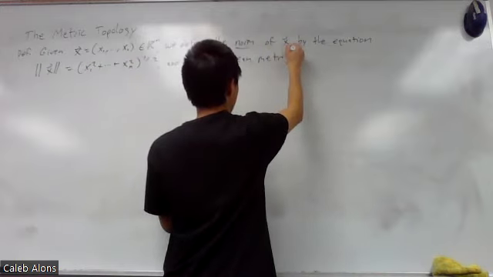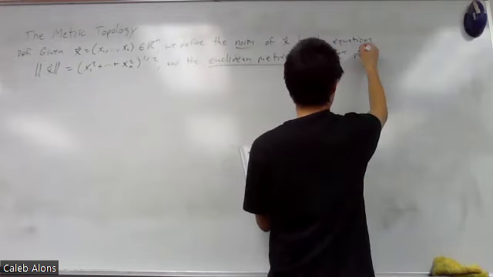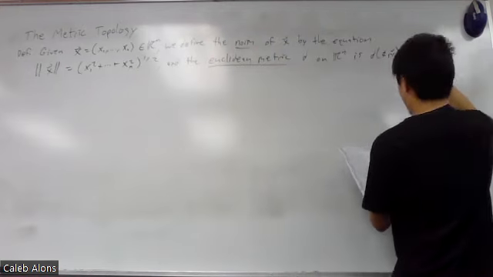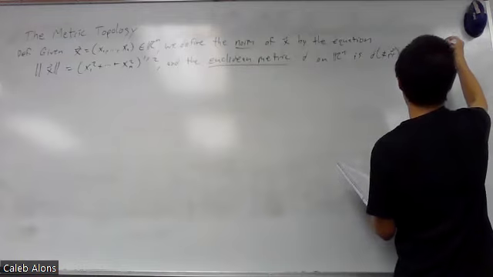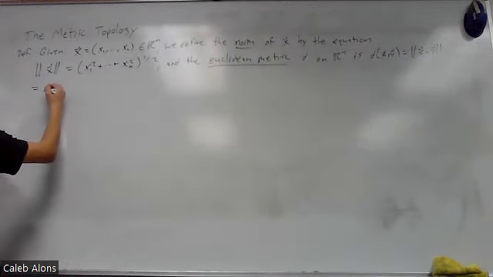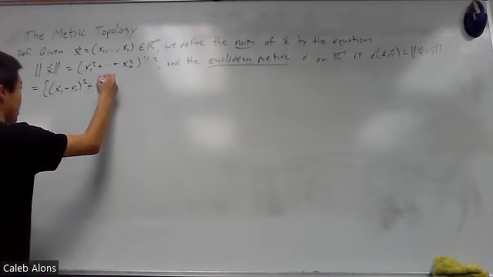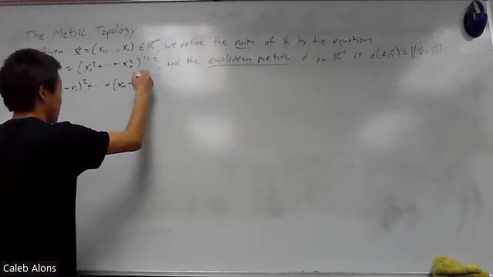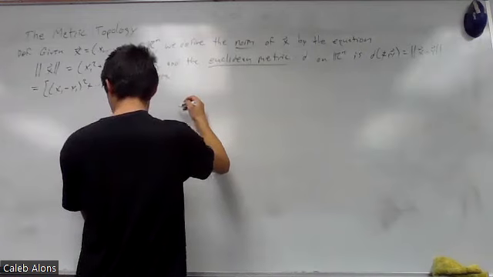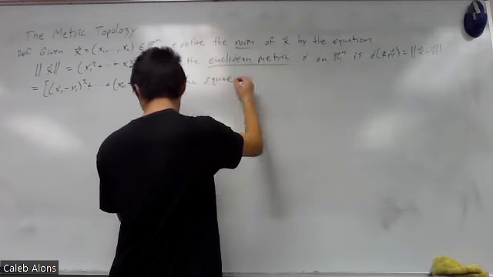And the Euclidean metric d on R^n is d of x, y is equal to the norm of x minus y, which we can represent as the square root of (x1 minus y1) squared plus dot dot dot plus (xn minus yn) squared. And then he develops the definition of the square metric.